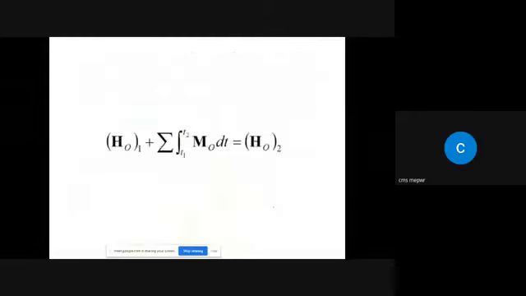Okay, since we got this equation, what does this equation say? This equation says that the angular momentum before plus the angular impulse should be equal to the angular momentum after, right? So this is known as the principle of angular impulse and momentum. Now, if we remove this term, the angular impulse, meaning if there is no angular impulse, this means this term should be equal to this one.